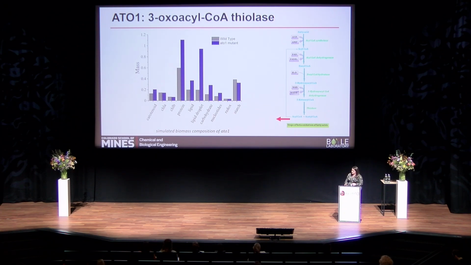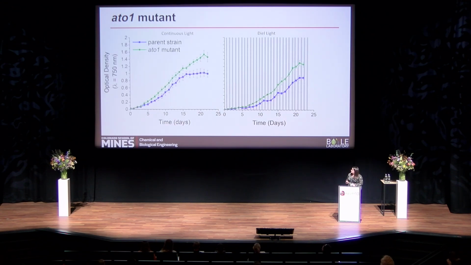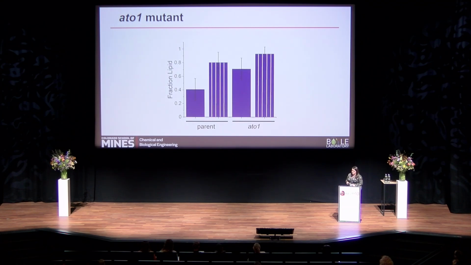One that made logical sense was ATO1, which is a knockout of the beta oxidation pathway. So if you block the consumption of biomass or of fatty acids, then the cell accumulates fatty acids, right? We found that mutant in a library. We grew it, and indeed, we were able to show that these mutants grow faster than the parent strain. And then when we look at the lipid profile, you can see that they also accumulate more lipid.